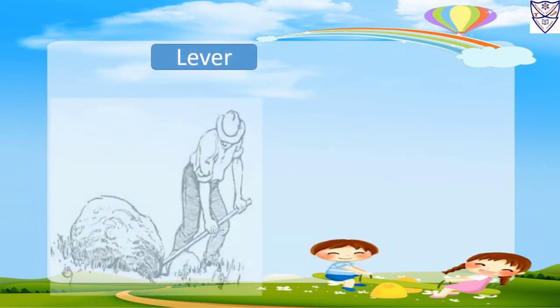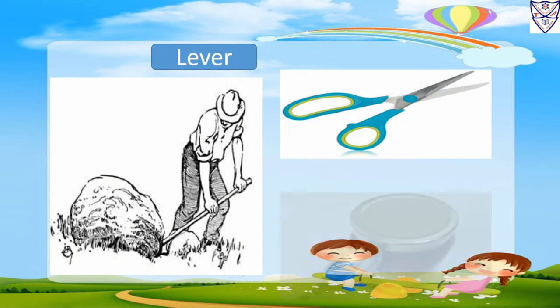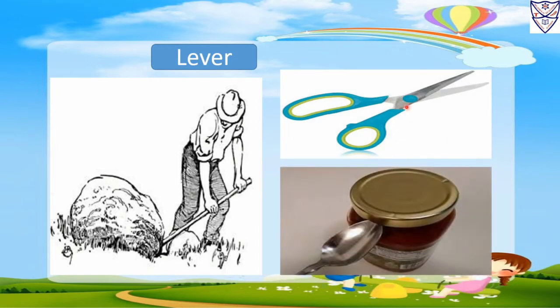Lever. A lever is a simple machine that is used to lift weight, cut things, open lids, etc. A lever is a simple machine made up of a rod resting at the point around which it turns. A pair of scissors is an example of a lever, and a spoon is also an example of a lever. We can open the lid of a tin with a spoon.